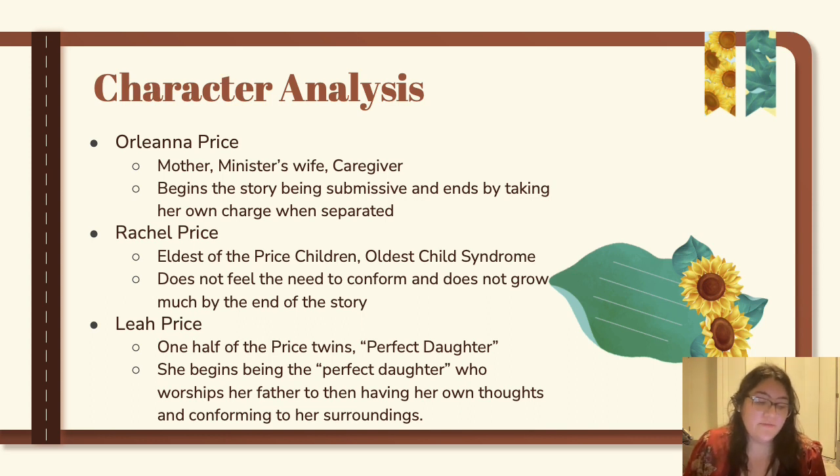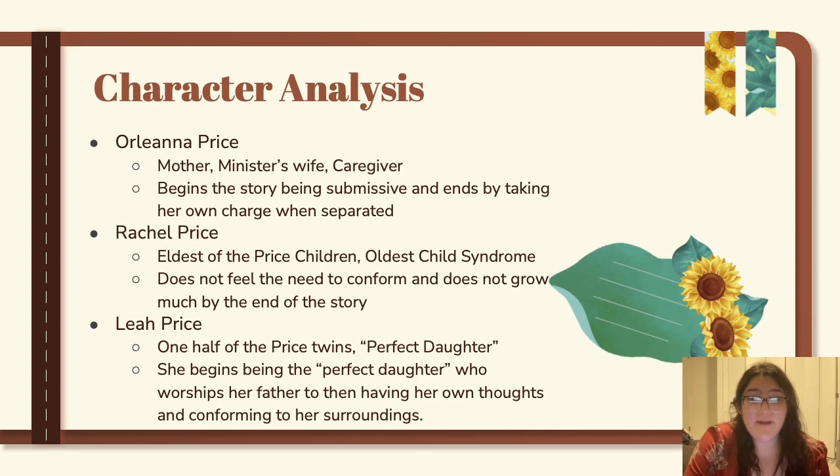The next character would be Leah Price. She is one half of the Price twins and starts off the story with being the perfect child. I say perfect child in quotes because, as we all know, there is no such thing as a perfect child. She begins the story being this very wholesome little girl who idolizes her father and wants to be just like him. Later, she turns her idolization from her father to her husband, Anatoly, due to her exposure to the injustice and suffering that goes on in the Congo.